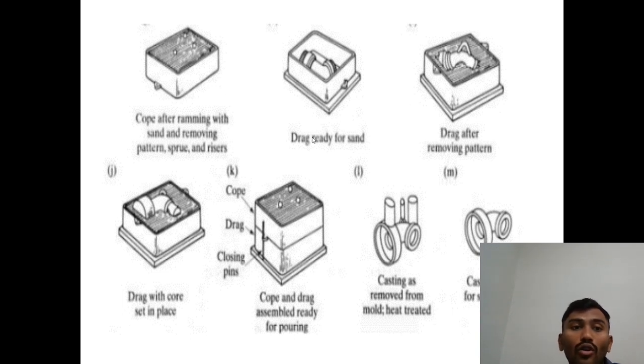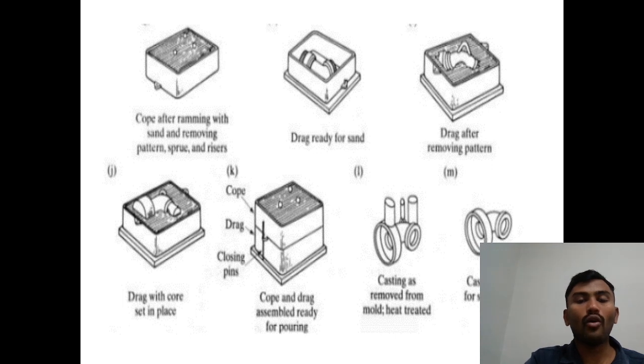Firstly, we ram this cope with sand, and then remove the pattern, sprue and riser patterns. After removing the sand and the pattern, this is the drag, ready for the sand. So we pour the sand on the drag. Now the drag after removing the pattern. After this, in the diagram, you can observe both the cope box and drag box joined together.